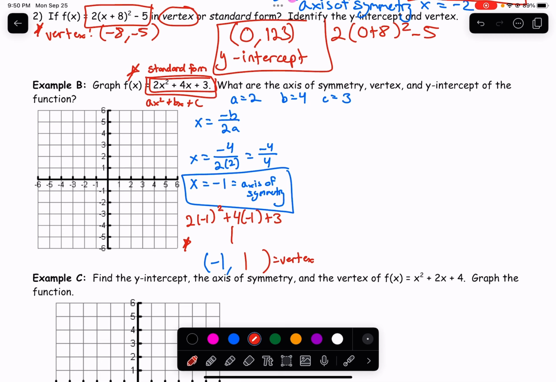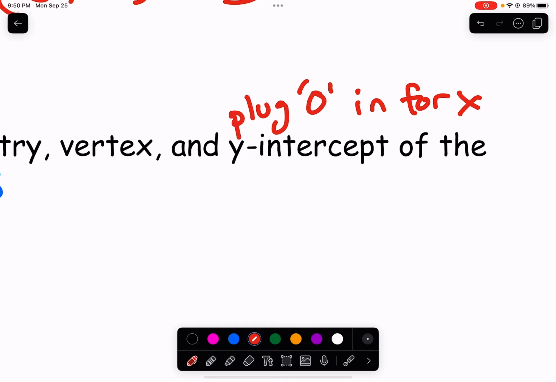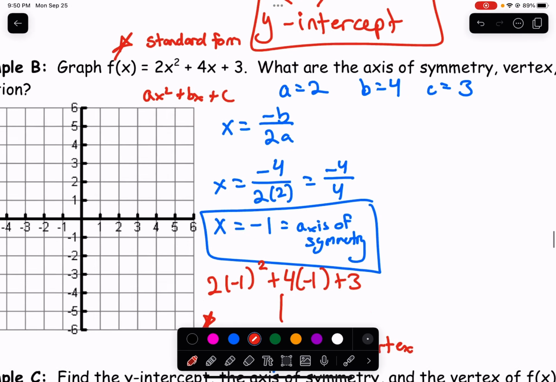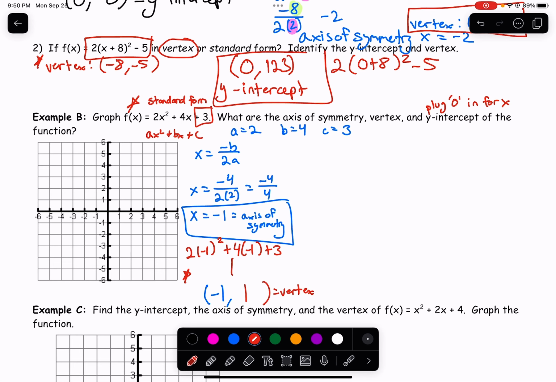And then to find my y-intercept. Keep in mind, no matter what function you have, you can always just plug 0 in for x. No matter what form it's in, that is one way to find your y-intercept. However, because this is in standard form, we don't have to do that much work. When we are in standard form, we know that our y-intercept is going to be 0, comma, our c value, which is 3.